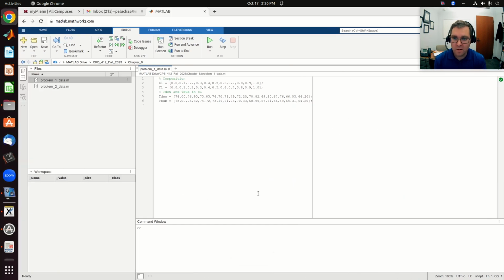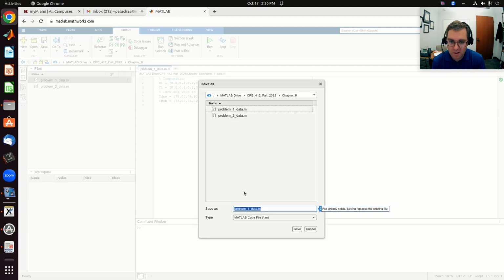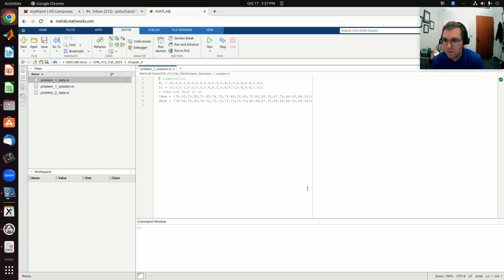All right, what I have shared with you is in this MATLAB folder, all in Chapter 8: there are MATLAB files for Problem 1 data and Problem 2 data. So here's just the Problem 1 data up, and I'm going to save it as Problem 1 solution, that way you have the data still available in case you want it. The first column in the data we were given was x1 or y1, so I created a separate vector for x1 and y1. Then I have T dew and T bubs.